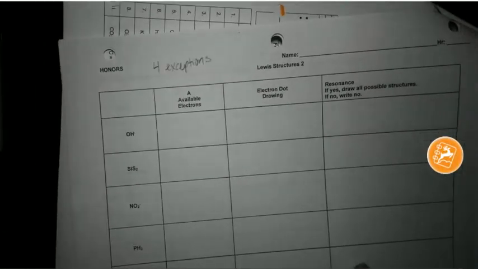So homework is front and back. Please make sure you turn that in based on what it states on Google Classroom.